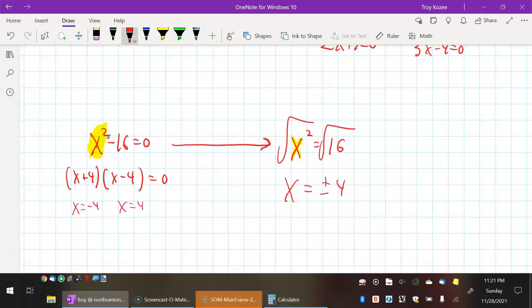So if you have a difference of 2 squares, you can factor it. You don't have to. That's all I got for now.